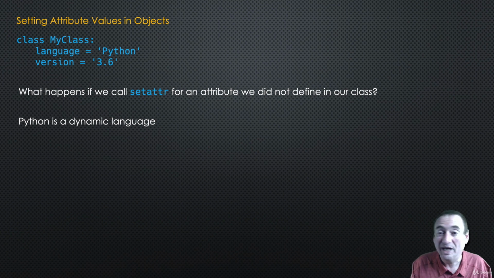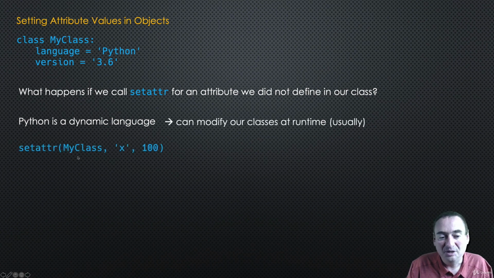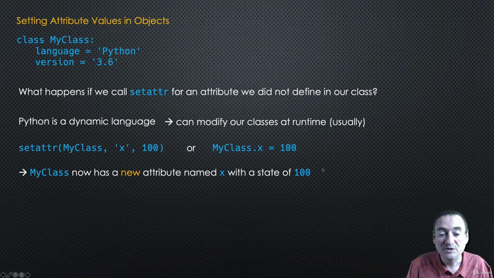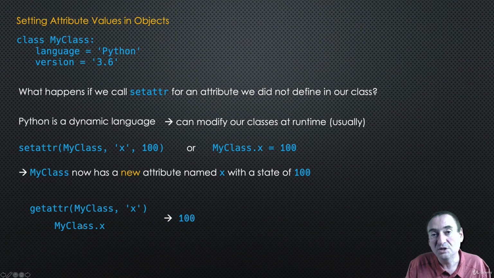Some of the built-ins, you can't do that. You can't do that with an integer, for example. But certainly our classes, we can. And that's because Python is dynamic. So we can use setAttribute on myClass and pass it a new attribute name, x, and a value of 100. Or we can just use the dot notation. So myClass didn't start off its life with the attribute x, but now that we've called either of these two pieces of code, now it has a new attribute named x, and if we call getAttribute on myClass for x, we will actually get 100 back. Or we can just use the dot notation.